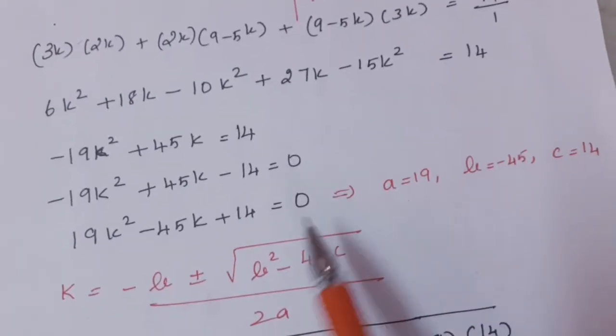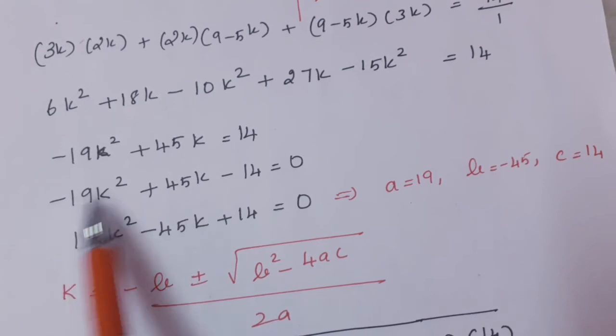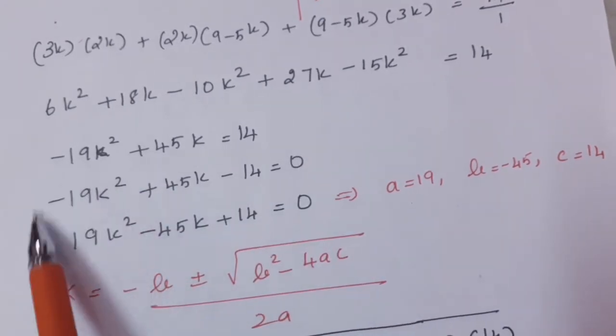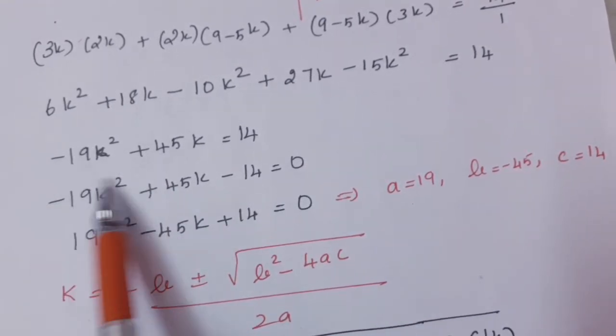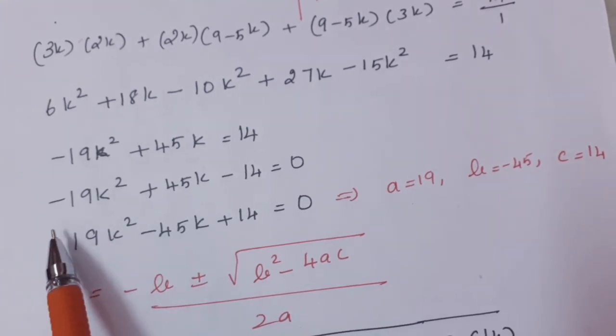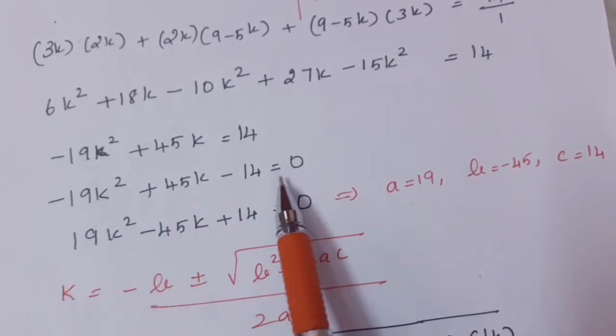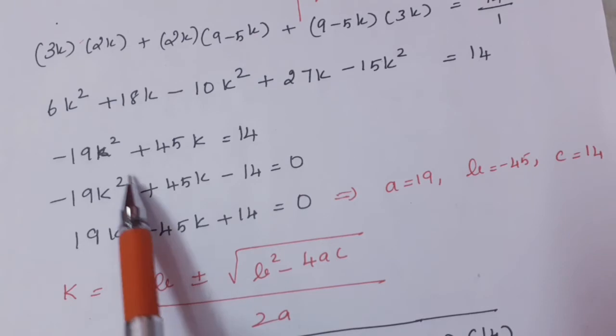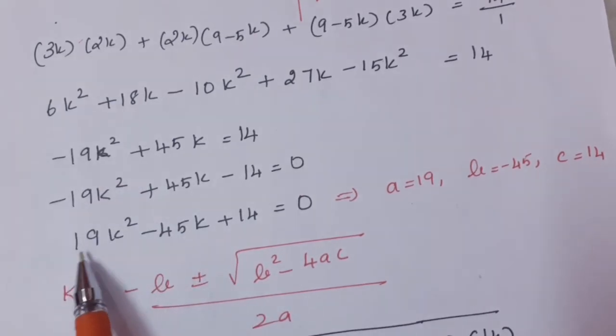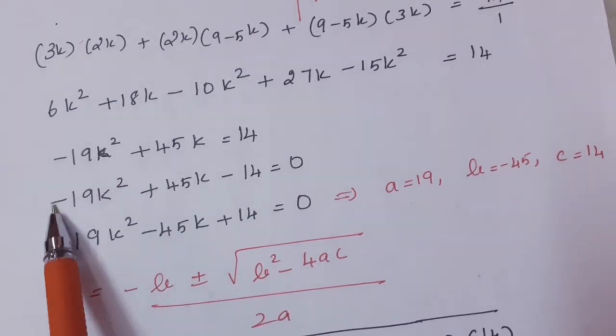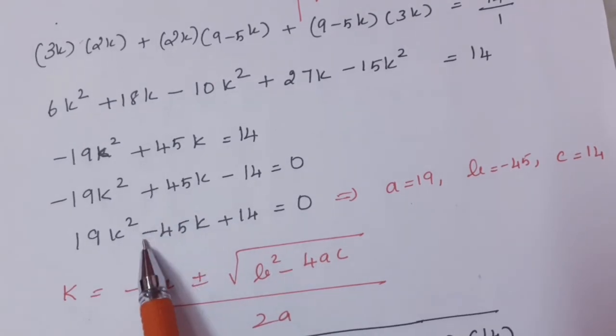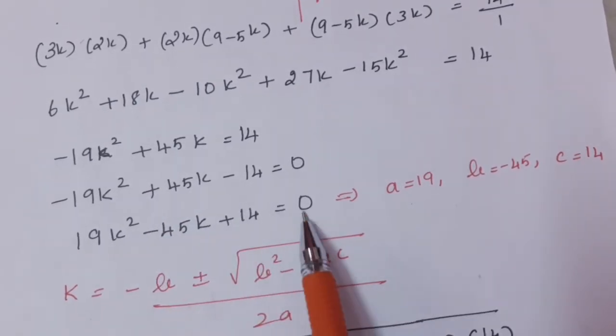Now arrange it in order. It is a quadratic equation. In any equation the minus sign is not preferred for the first term. Therefore we want to remove the minus sign. We multiply with minus sign on both sides. So minus 19k square multiplied by minus becomes plus 19k square, minus 45k plus 14 equal to 0.